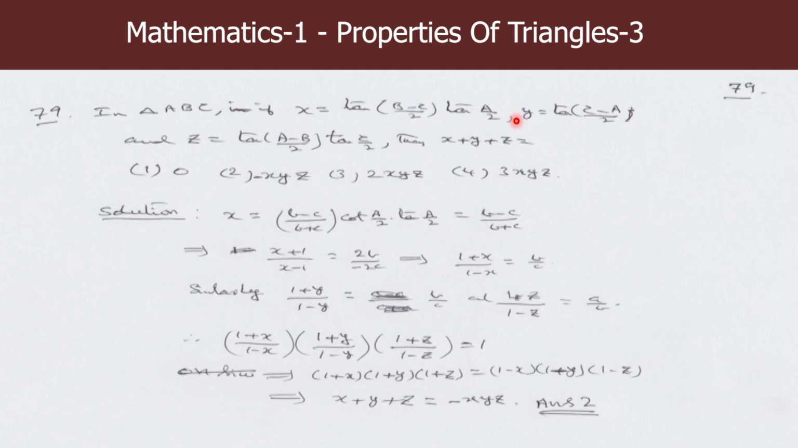79. In triangle ABC, if x is equal to tan of (b minus c) by 2 into tan a by 2, y is equal to tan of (c minus a) by 2 into tan b by 2, and z is equal to tan of (a minus b) by 2 into tan c by 2. Here tan b by 2 is not printed, but by symmetry one can observe it. Then x plus y plus z is equal to: 1) 0, 2) minus xyz, 3) 2xyz, and 4) 3xyz.